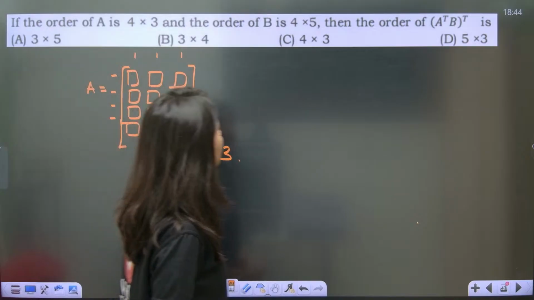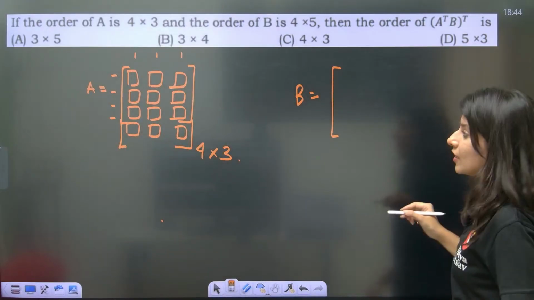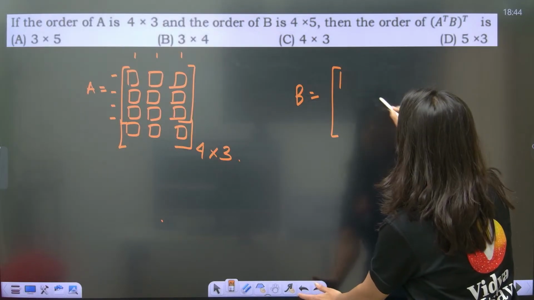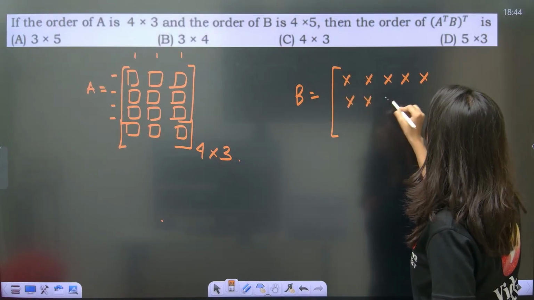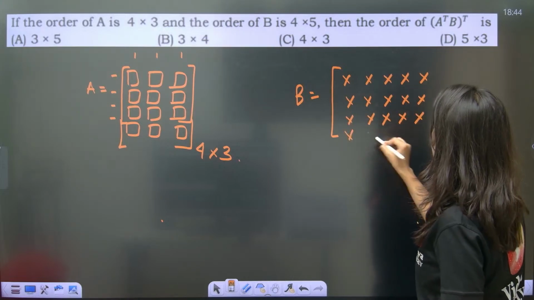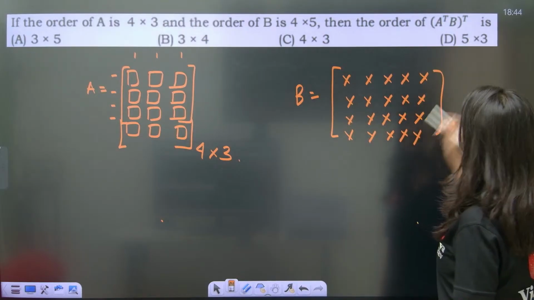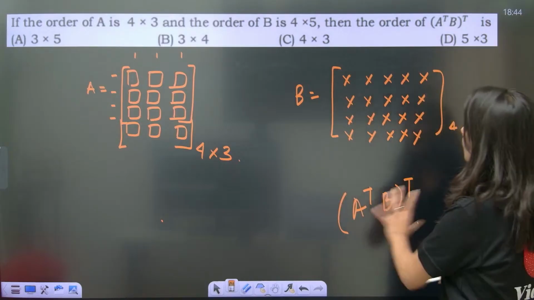Correct? 4 cross 3. Order of B is what? Can anybody tell me? 4 cross 5. So again 4 rows will be there, but 5 elements in each: 1, 2, 3, 4, 5. So 4 cross 5. Now they are asking the order of (A transpose B) whole transpose.